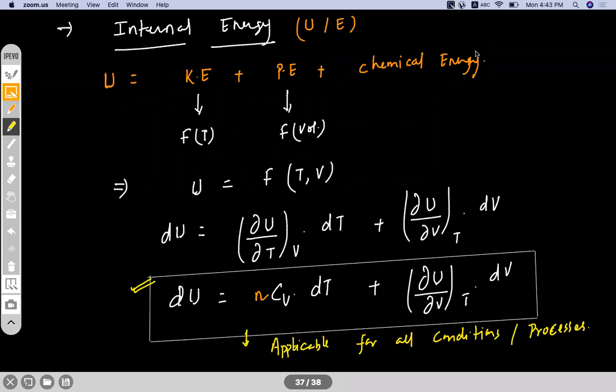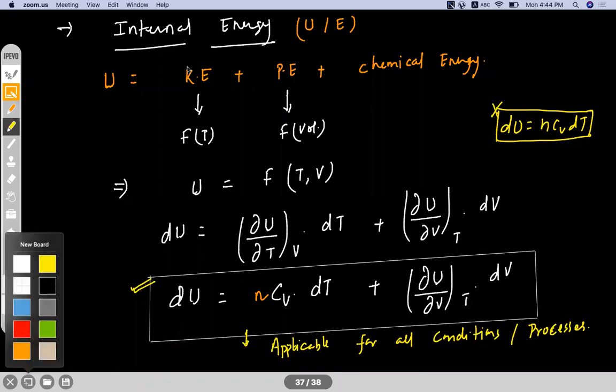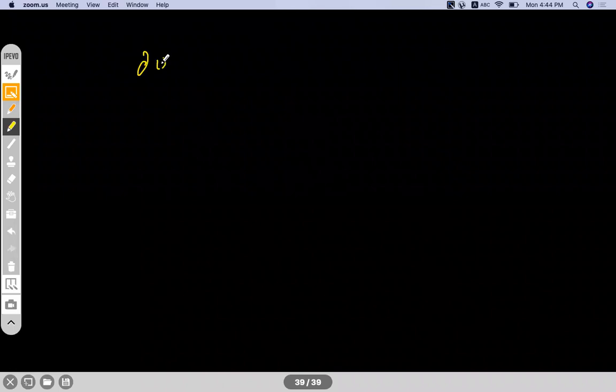Now, like you said, dU is equal to nCv dT. What is this formula, and how do we get this? This is what we need to understand here. Now you see, what is this term? dU by dV at constant temperature. We'll try to understand this. So let us see this term first. We have dou U by dou V at constant temperature.